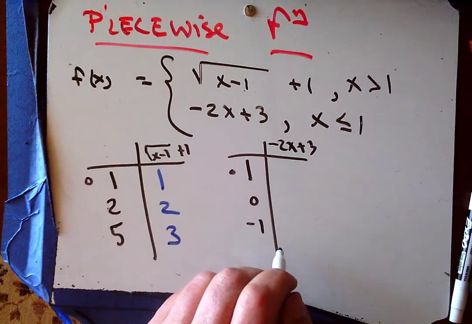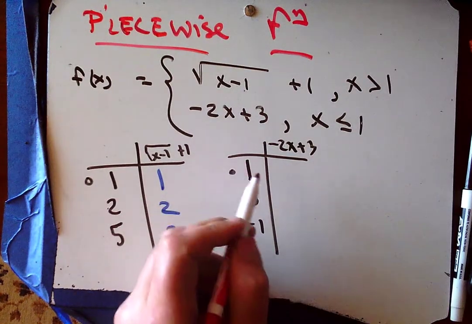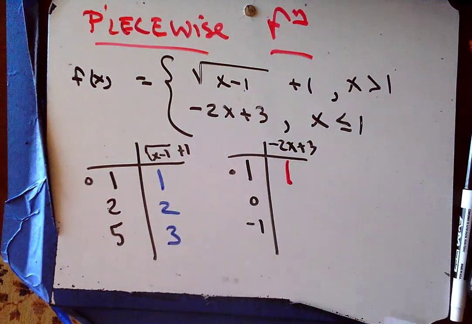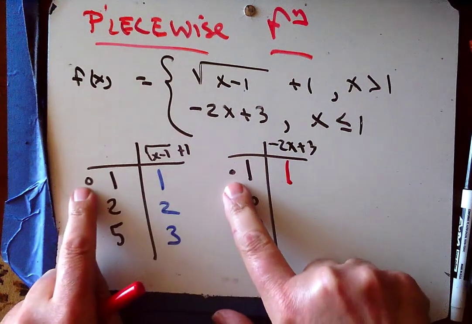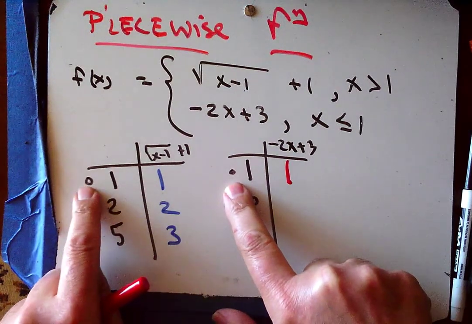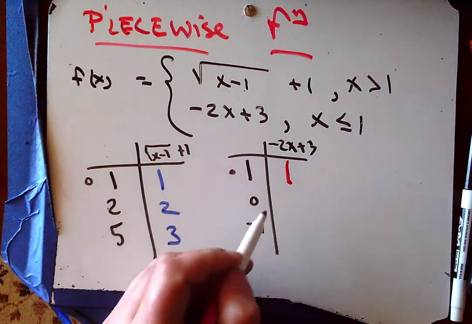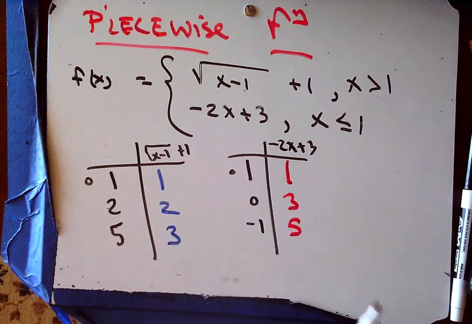Okay, and now this piece. So with this piece, I'm going to be plugging in values of x that are less than or equal to 1. And when I plug in a 1, negative 2 plus 3 is positive 1. See how these are the same? That means that this open circle gets filled in with this closed circle. Okay? If I plug in a 0, I get 3. And if I plug in a negative 1, I get 5. So let's graph this.